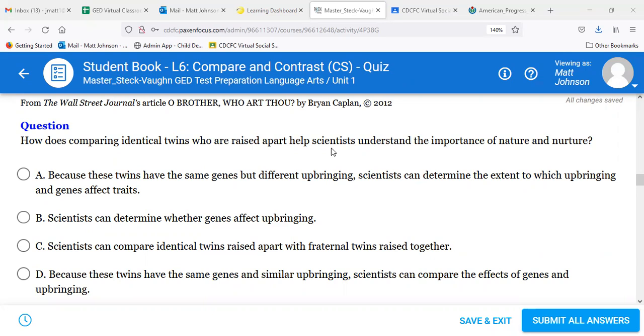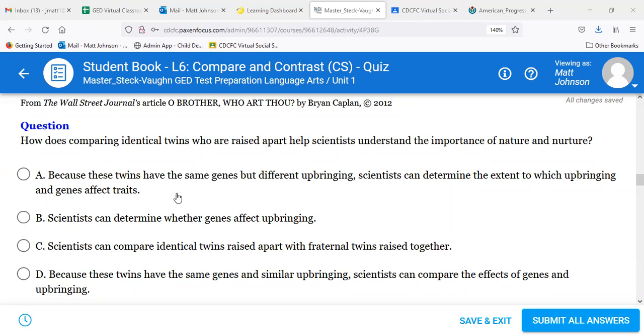That's a lot to take in. D, D as in dog. It's A, because the twins have the same genes but different upbringing, scientists can determine the extent to which upbringing and genes affect traits.